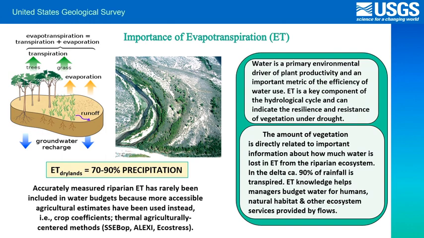ET knowledge helps the managers budget water for both human and natural habitat, as well as for other ecosystem services provided by flows. Accurately measured riparian ET has rarely been included for water budgets because these riparian woodlands are not as accessible in terms of ET estimates as agricultural estimates, which have often been used in place of riparian woodland estimates.